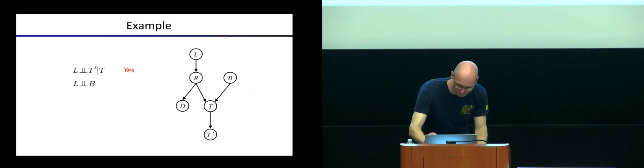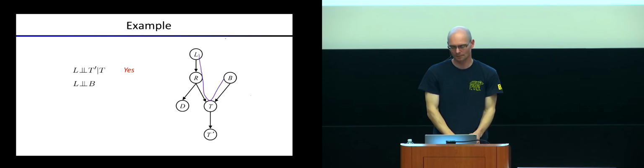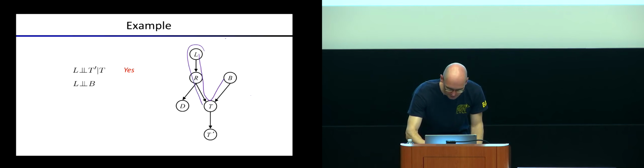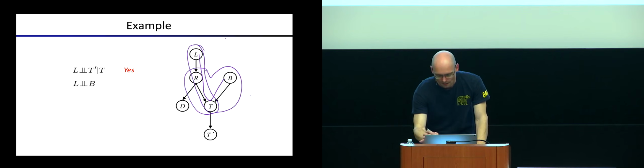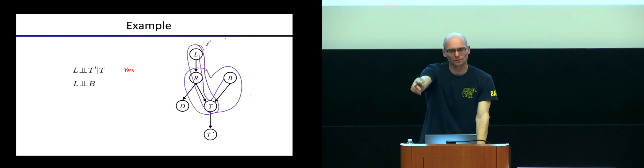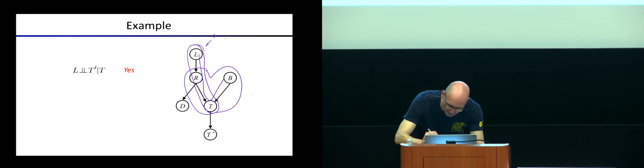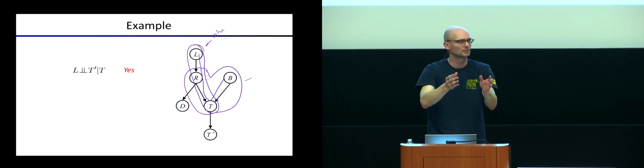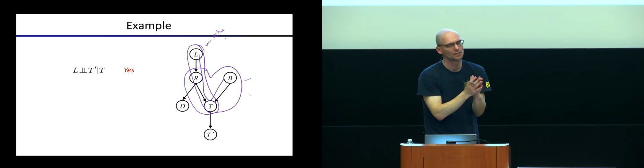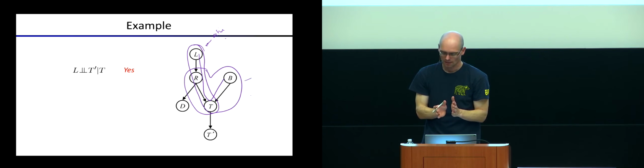So let's step through this in detail. L and B, no evidence. This is the only path between L and B. How many triples along the path? There's a triple here and another triple here. Look at the first triple here. It's a causal chain. The middle node is not observed, so this one is active. Second one is a V structure. There's no evidence in the V structure, so this is inactive.